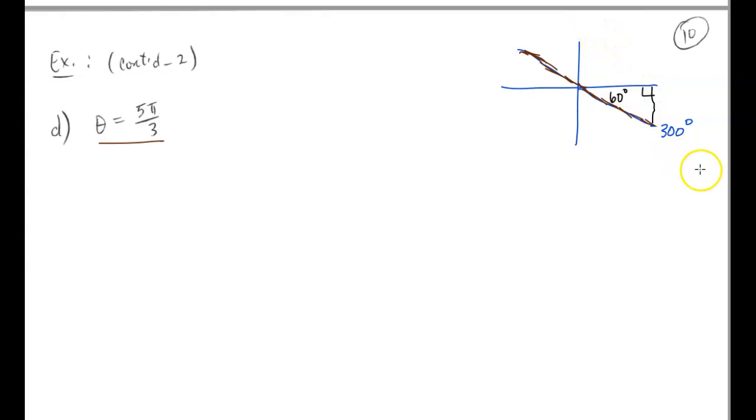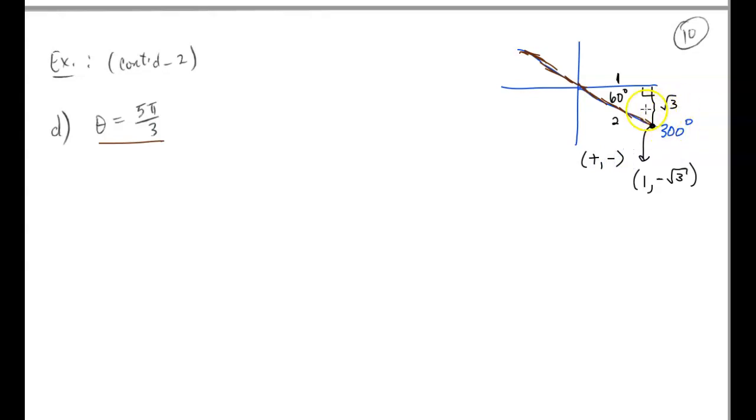Okay. And based upon that, I know this is a 30, 60, 90 right triangle. This side should be square root of 3. This side should be 1. That side should be 2. So for this point that I'm looking at, I'm going to choose the point 1 comma negative square root of 3. And again, it's negative because in quadrant 4, I have positive x coordinates, negative y coordinates. Okay.